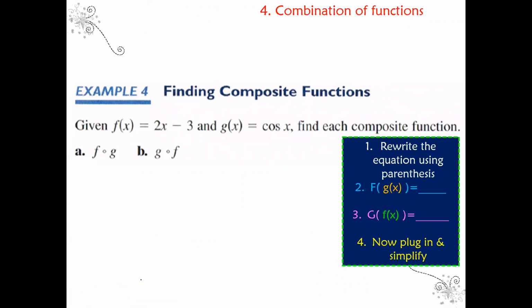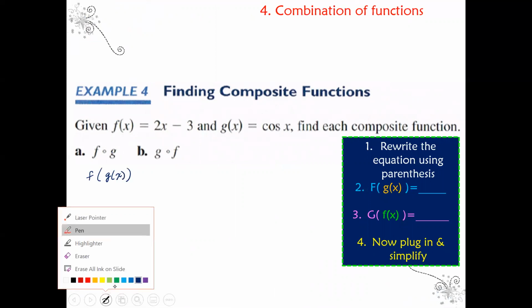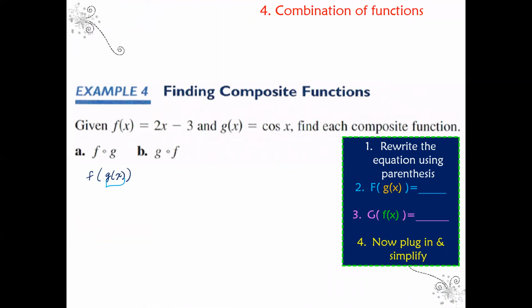All right, so A, you have f of g of x. So looking at this right here, you're going to be working from the inside out. g of x is cosine x. So you're going to do f of cosine x. So then you're going to go back to the f. Wherever there is an x, you're going to replace that x with cosine x. So it'll be 2 cosine x minus 3. And that's your answer.